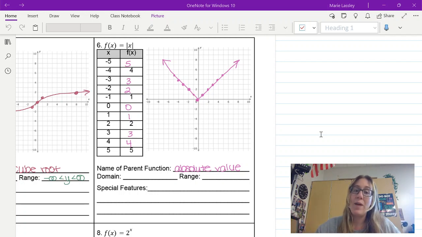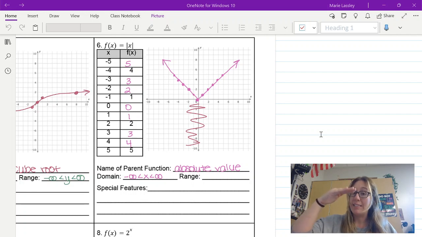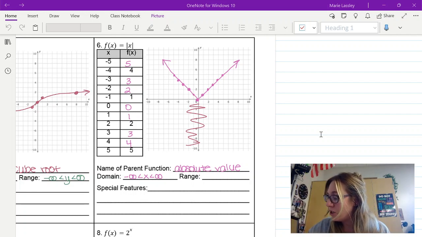Okay, so for domain, we are moving side to side in both directions. So we have all real numbers, or negative infinity to positive infinity. Our range, just like with the quadratic though, we don't have any negative y values. So we have nothing happening on that negative y-axis. Our very first y value starts right there at 0, and then it will continue to go up. So for our range, we have 0.